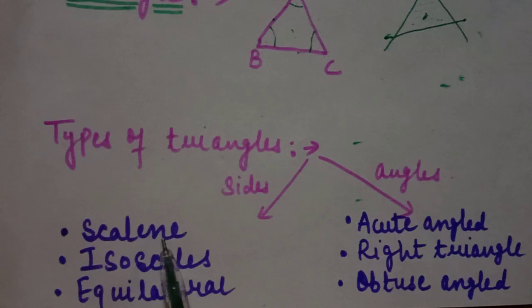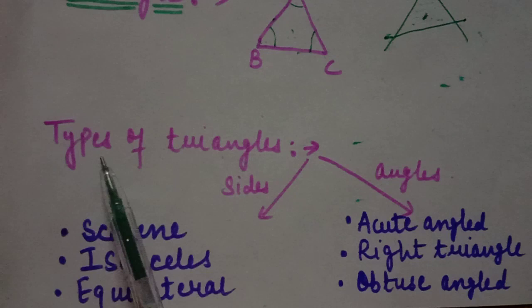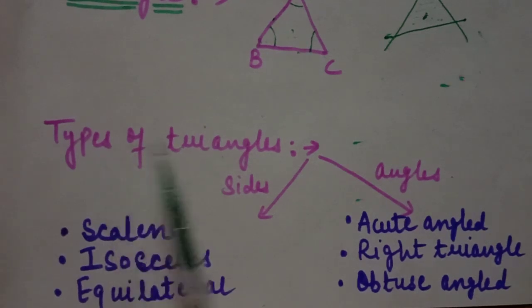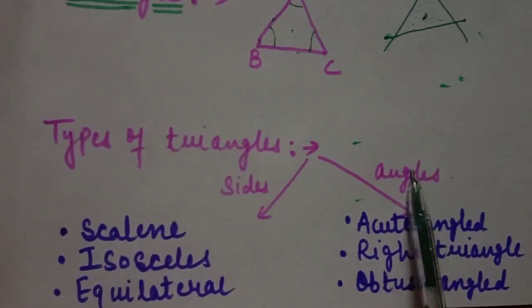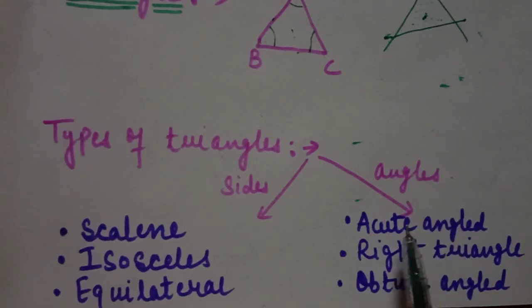First, scalene, in which all 3 sides are different. Isosceles, in which 2 sides are equal to each other, and equilateral, in which 3 sides are equal to each other. After this, we will go with types of triangle on the basis of angles. On the basis of angles.